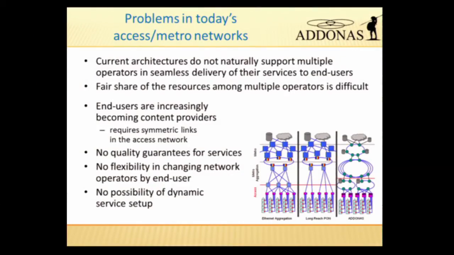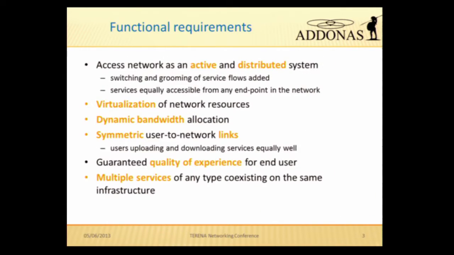First of all, at the beginning of our project, we were faced with a number of problems in today's access metro networks, and among others, the most important one is that in the metro and access network we cannot guarantee quality of the services. We cannot provide to the user more than one service. We cannot support multiple operators over one physical infrastructure, and one of the most important is also that end users are increasingly becoming content providers. They would like to share photos, videos from the vacation with other users. They are basically becoming service providers, for which current metro architecture is not prepared.